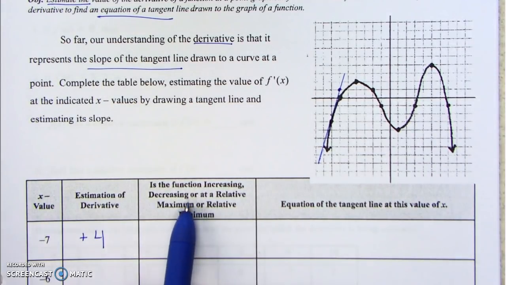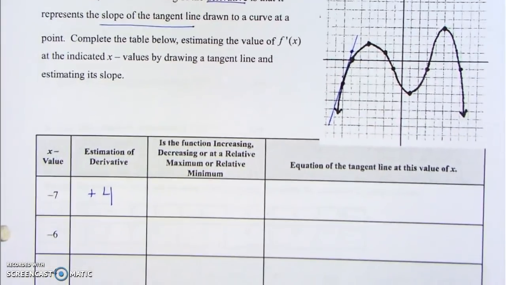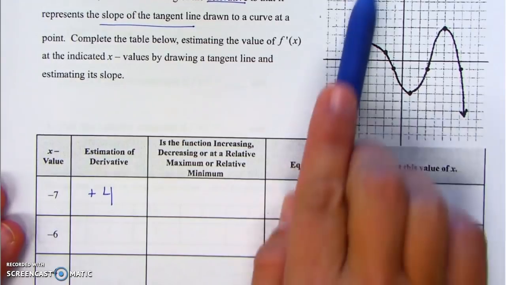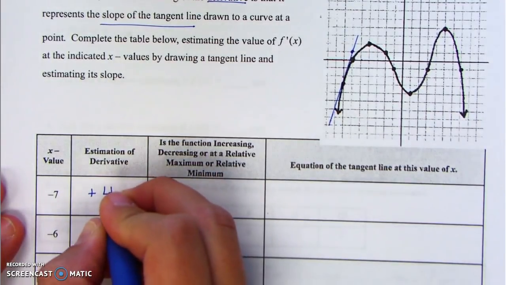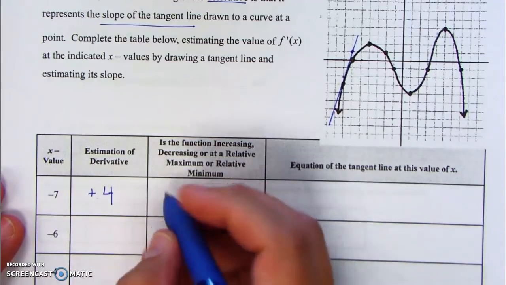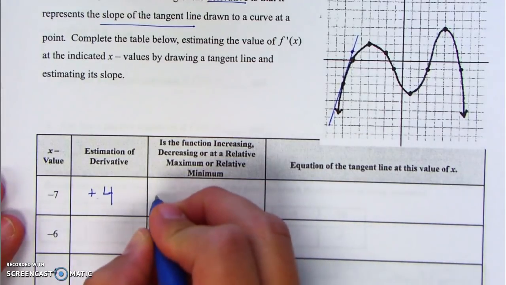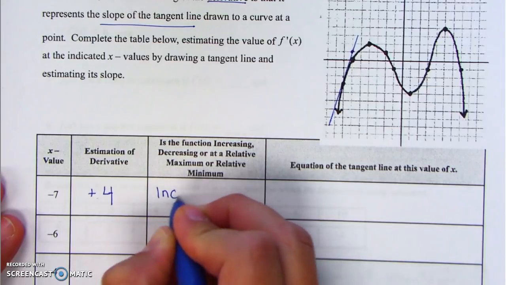Is the function increasing, decreasing, at a relative max or relative min? Well, I drew this line and it looks like it's going up. It's a positive slope, and I wrote down positive 4. So if we have a positive slope, then that means the function is increasing.